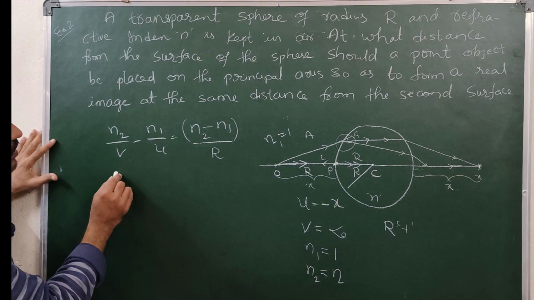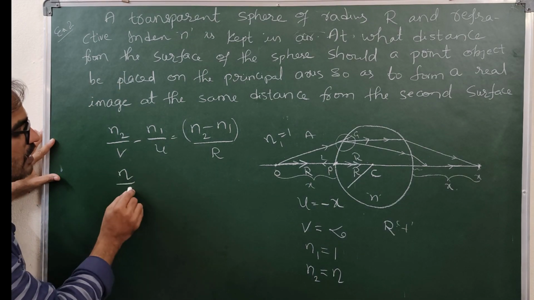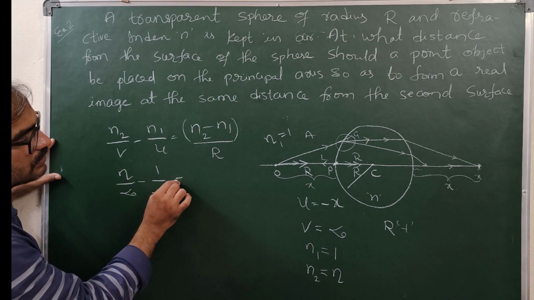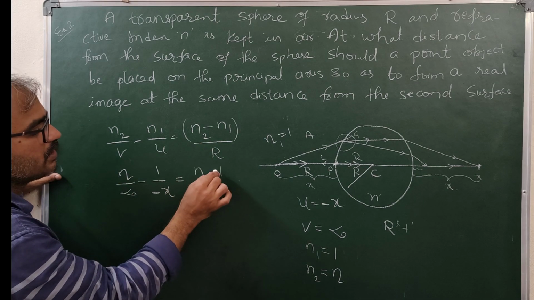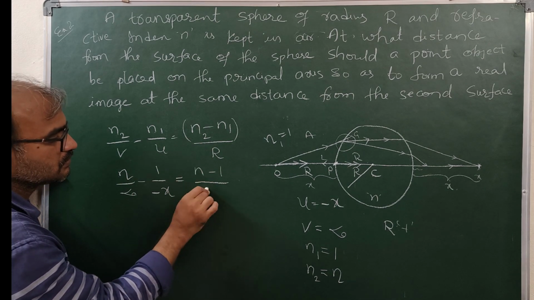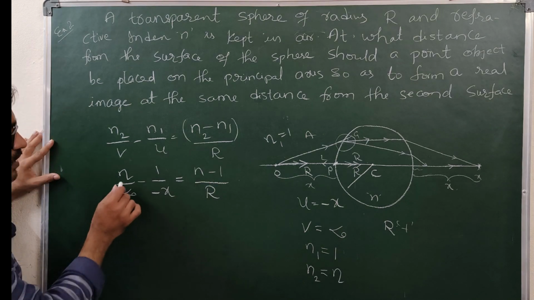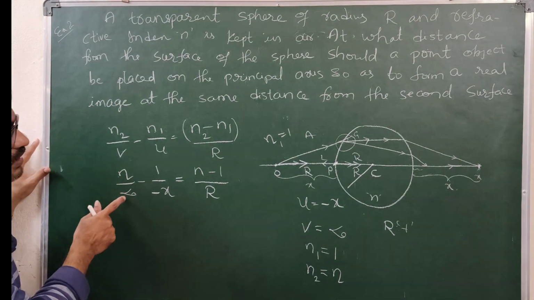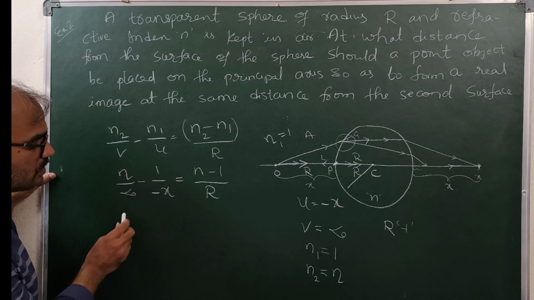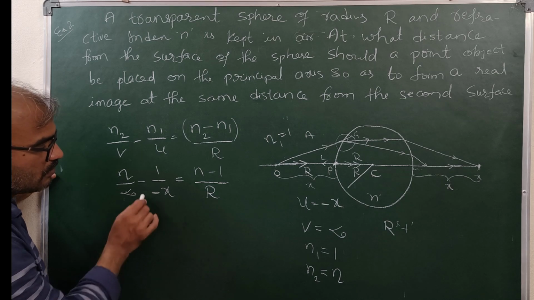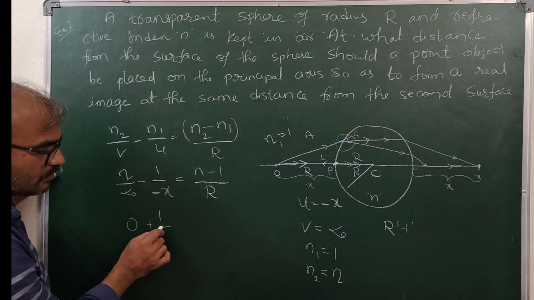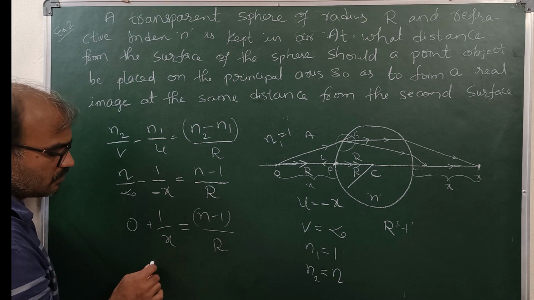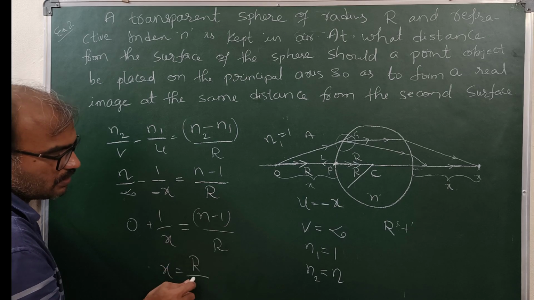So let us substitute now. N2 value is given as N, V value is infinity, N1 is given as 1, U value is minus x, right? So N2 is again N minus 1 by R, R is positive. So N by infinity. Infinity stands for a very large number. So 1 by a large number is 0. So N into 0 is 0. Minus by minus will become plus. So it will be 1 by x. 1 by x is equal to N minus 1 by R. So therefore x is equal to R by N minus 1.